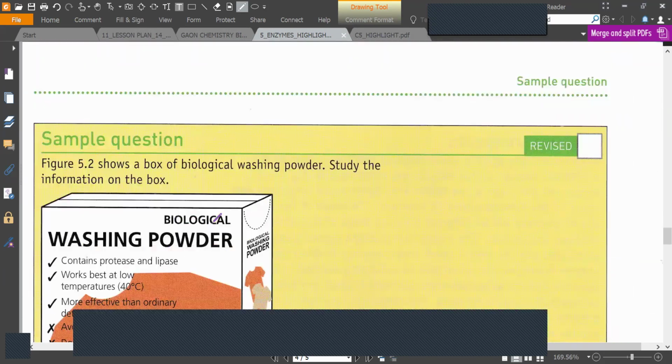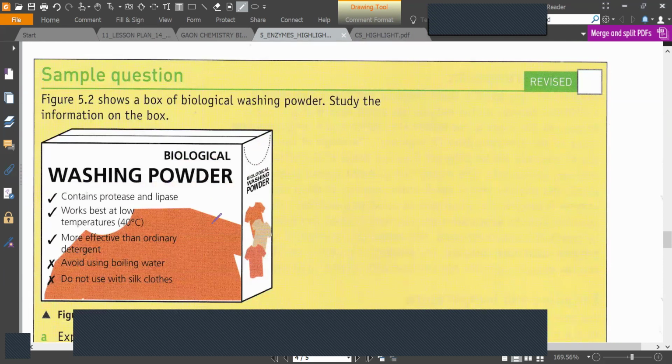Next, now we will look at some sample questions. You can take a look also. Here, sample question. So we have a biological washing powder, which means it has enzymes present.